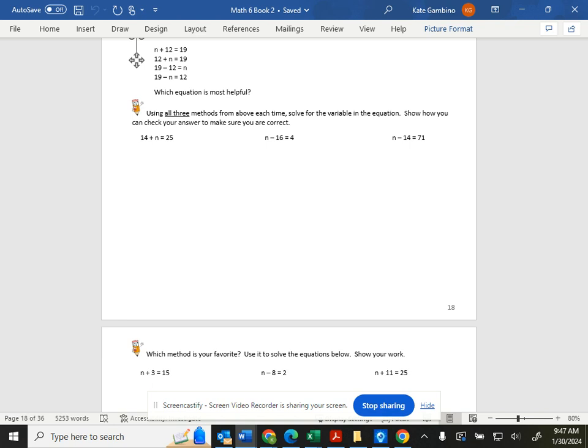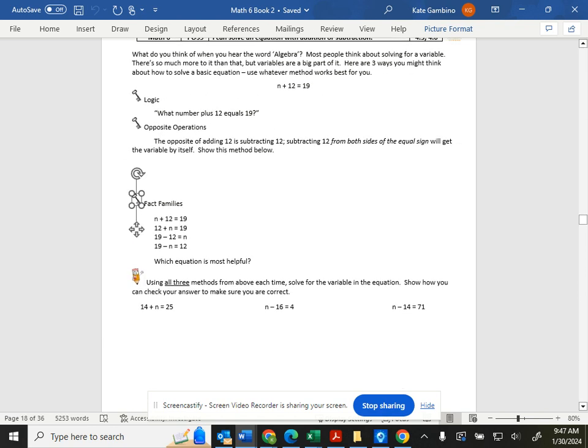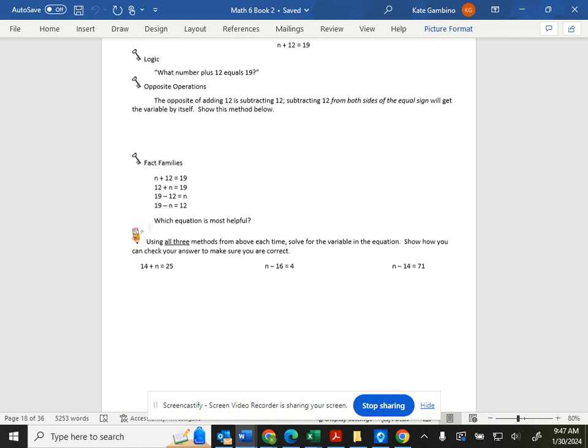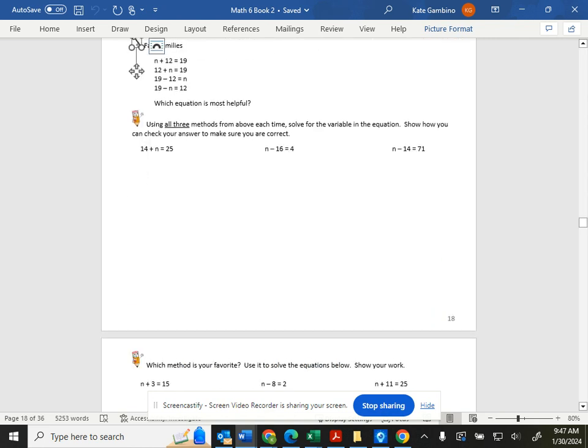Are you going to use logic and write out the question? Are you going to use the fact family? Are you going to use the opposite operations? I do want you to show me how you're solving it. So if you're doing mental math, that's the logic. Just write out what you're doing in your head. So what number plus 12 equals 19? So down here, what number plus 14 equals 25? Write out the question that you're asking yourself in your head.